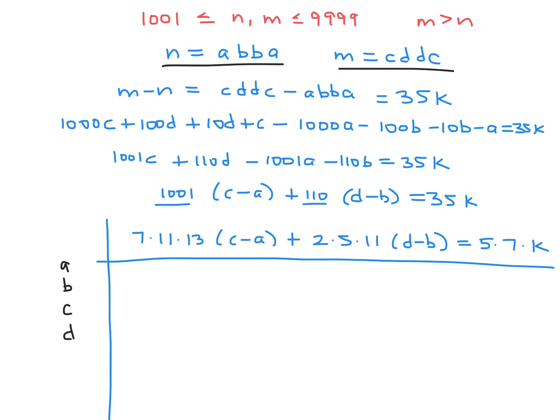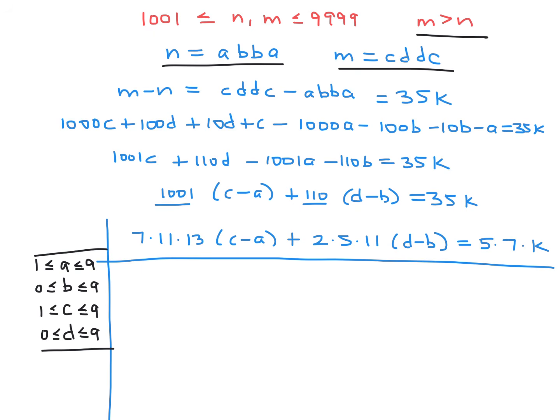What are those numbers? So A cannot be 0, right? Because these are 4-digit numbers. So A has to be between 1 and 9. That's important. B, however, can be a 0, so it could be between 0 and 9. C, similar to A, cannot be a 0, so it's going to be between 1 and 9. But D could be a 0, so that's between 0 and 9. Okay, so this is very important, these parameters here. That will help us.